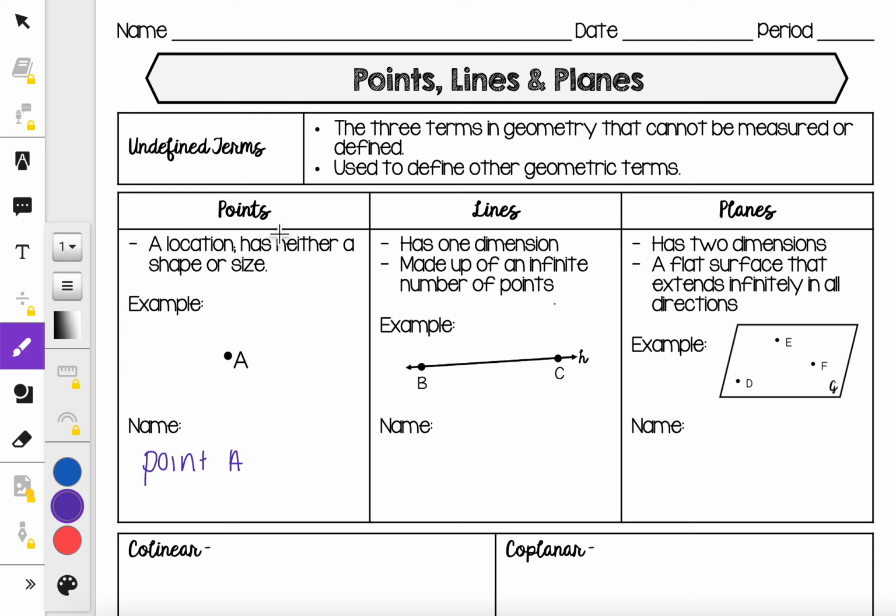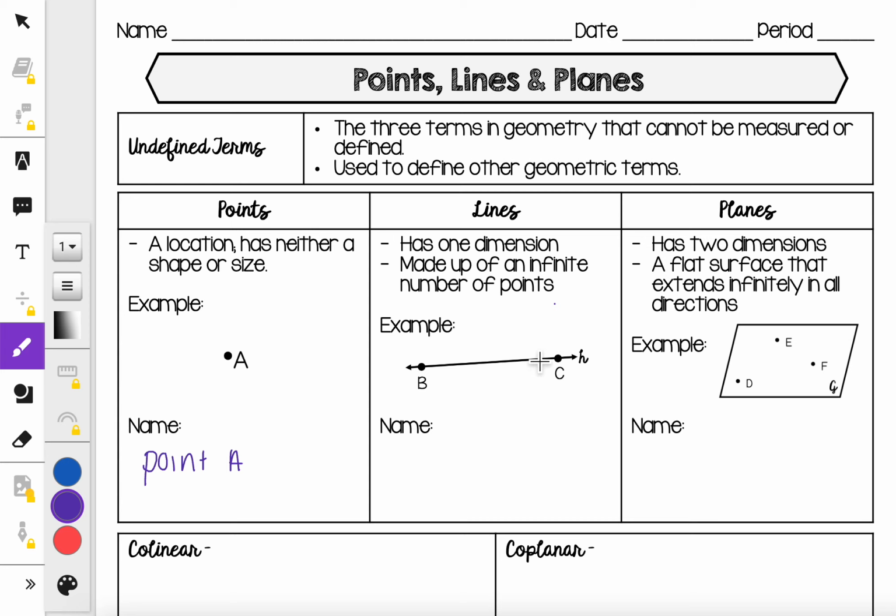Next, we have lines. Lines are made up of an infinite number of points, and a line is going to have a single dimension. So this line here is going to go on forever in both directions, and we represent that with these arrows at the end. That tells us, even though we can't draw it, that these lines go on forever, we know that it does. Here we have this line. It has 2 points on it, points B and C.